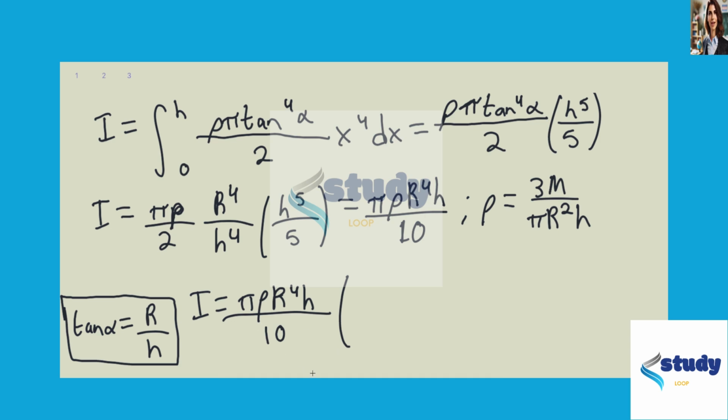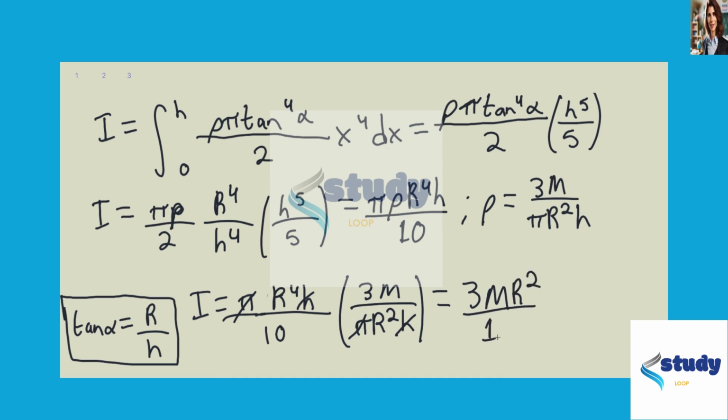Rather, let's erase this rho. We're erasing this rho because, of course, we're going to substitute for rho. And rho here is 3m over pi r squared h. This h cancels out, this pi cancels out, and we are left with 3m r squared all over 10. So this would be the moment of inertia of this cone here.